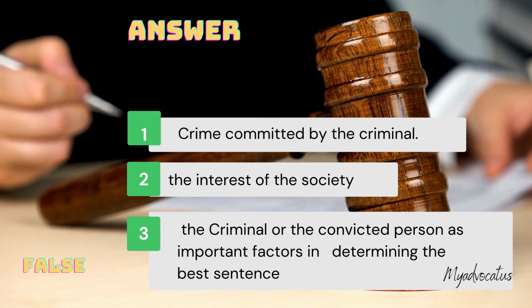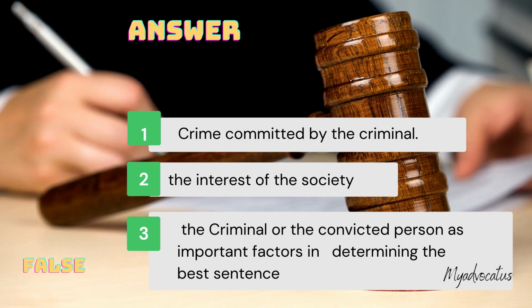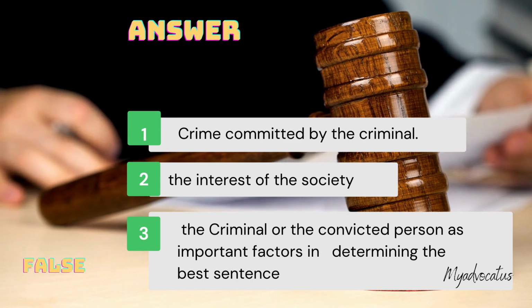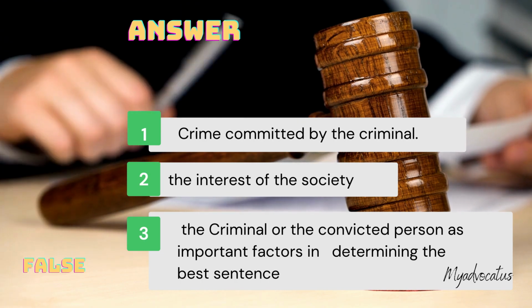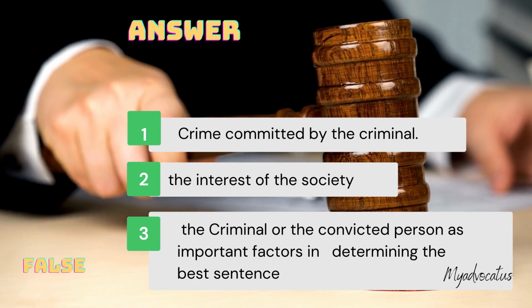In the case of State versus Sane, the court held that other factors such as 1. The crime committed by the criminal, 2. The interest of the society, and 3. The criminal or the convicted person are important factors in determining the best sentence.